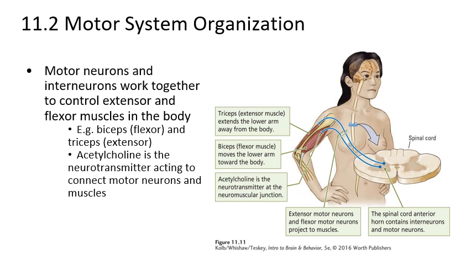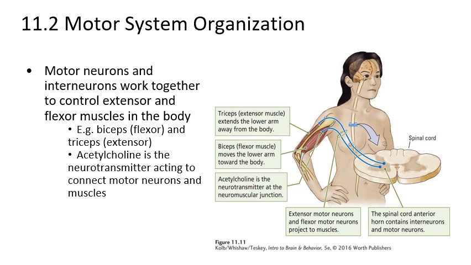Motor neurons and the interneurons work together to control both extensor and flexor muscles in the body. So extensor and flexor muscles are sets of muscles that work in opposition to each other. An example would be biceps, which is a flexor muscle, and triceps, which is an extensor muscle. So triceps are in the back of the arm, biceps are in the front of the arm. When you flex your arm, you show your biceps. When you extend your arm, that's using your triceps.